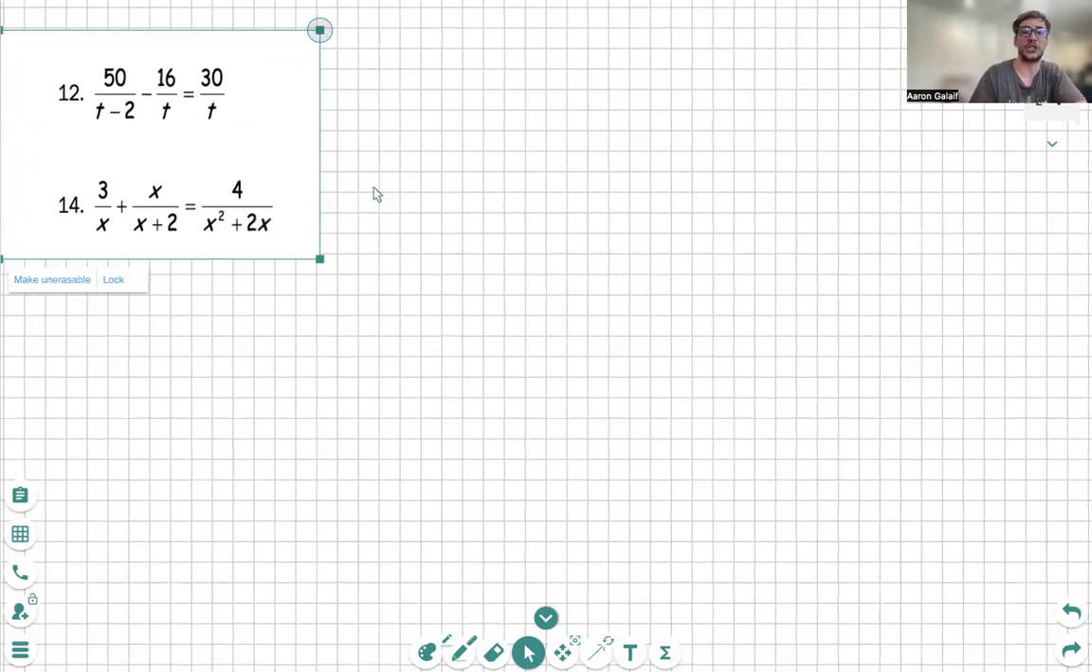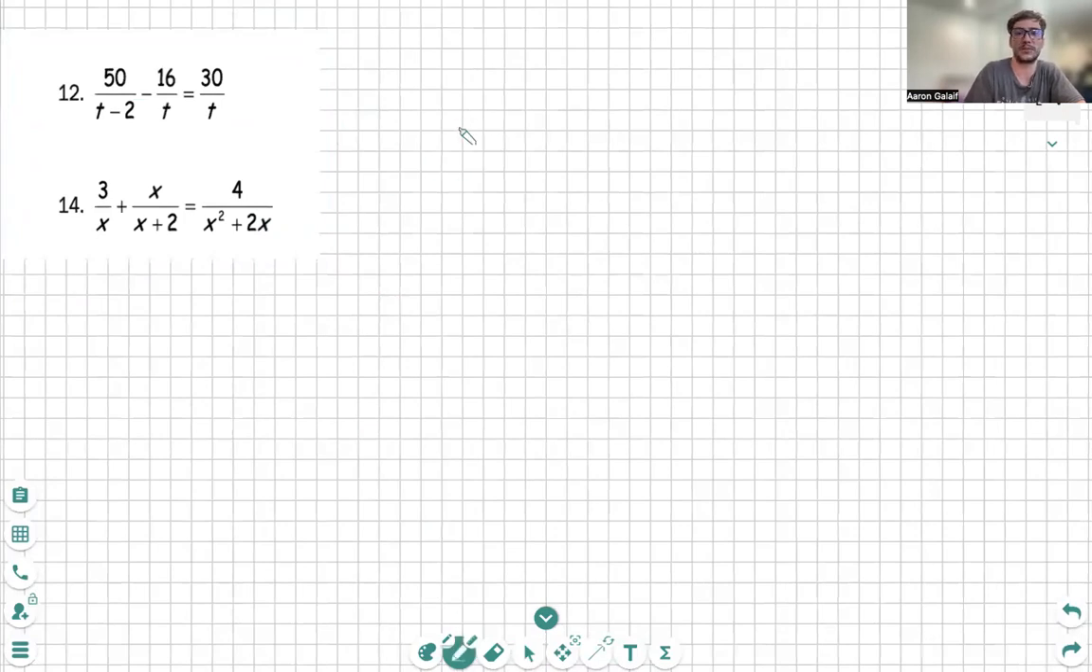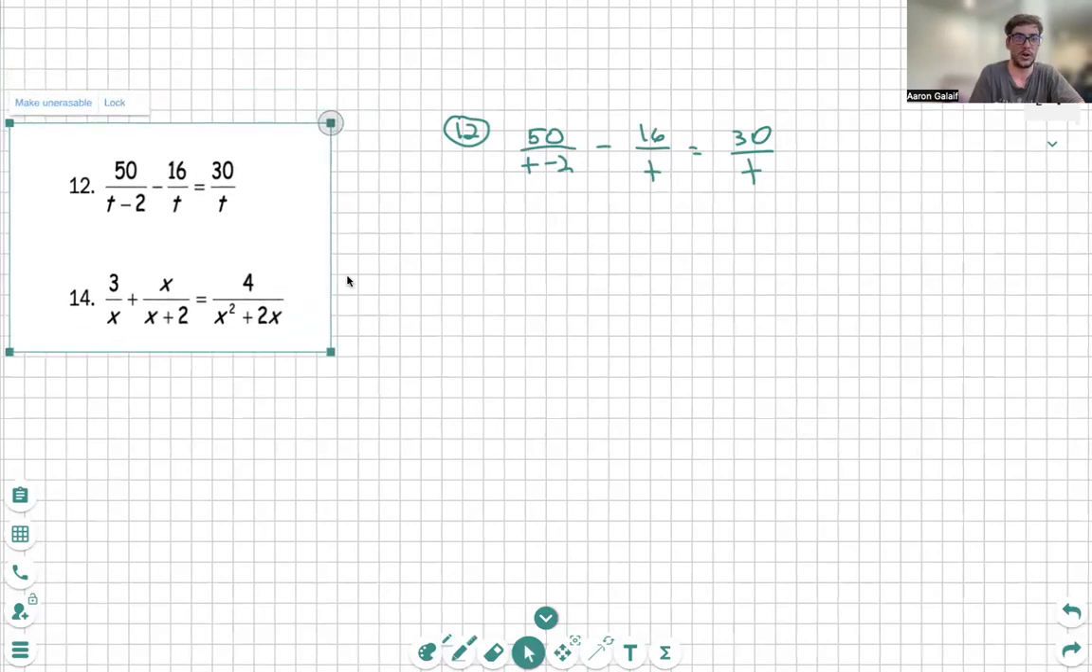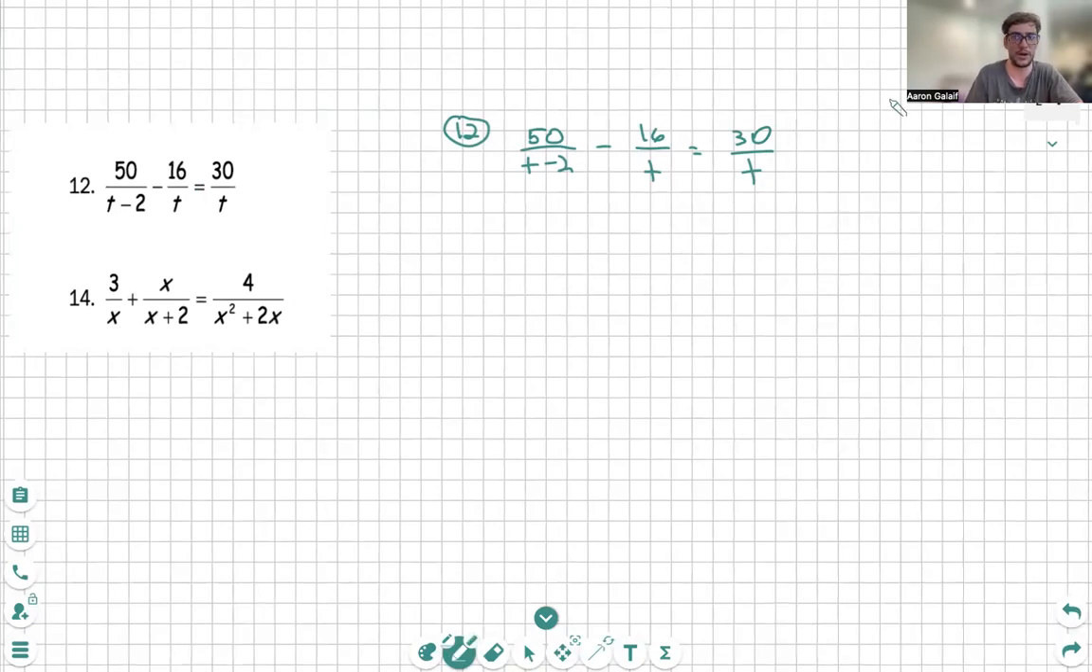So let's start with a couple of basic problems, for example, number 12 and number 14. I'm going to rewrite number 12, and as I rewrite it, I want you to slowly start thinking about what the common denominator is. When we are solving these types of equations, what we need is a common denominator. A common denominator is like the least common multiple, but it's the least common denominator. So we'll go to the side, least common denominator, and try to find what it is.